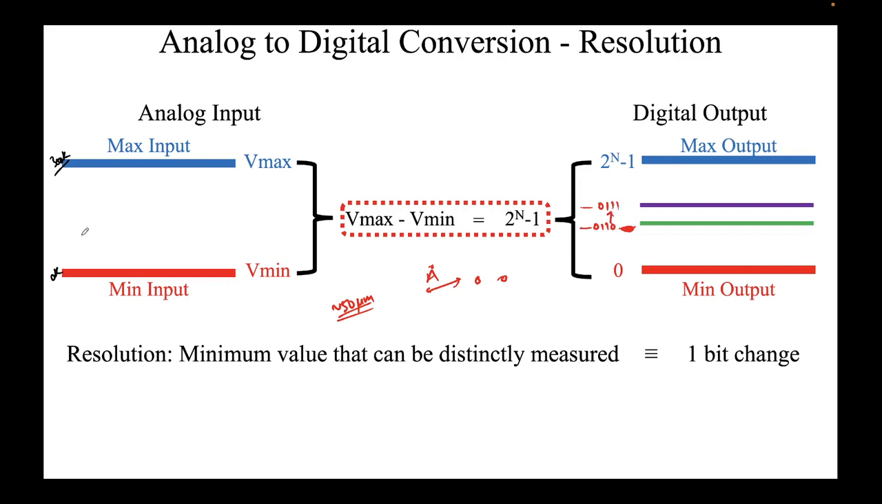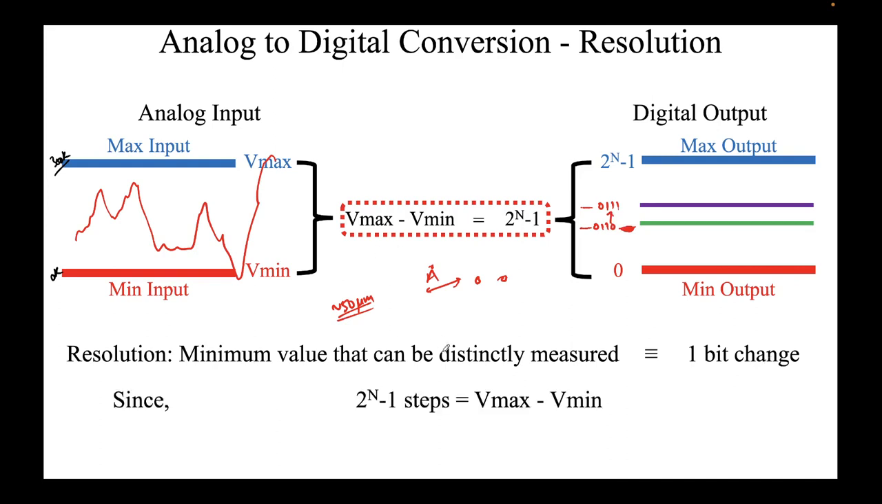So the input is also changing. Input is analog here, something like this, and we want to capture this. We can capture it only when at least 1 bit changes here. So if we want to find the minimum value, this means when only 1 bit changes. This is what I have written here.